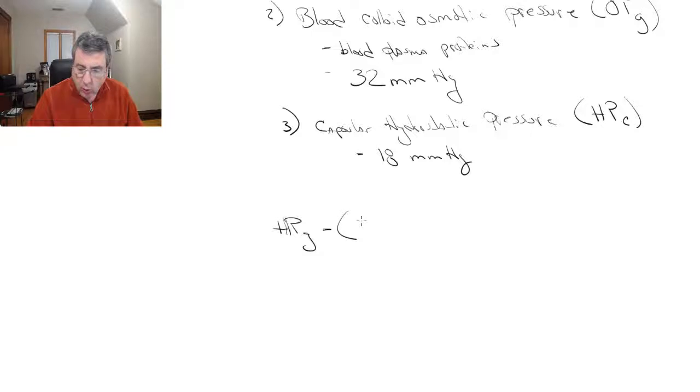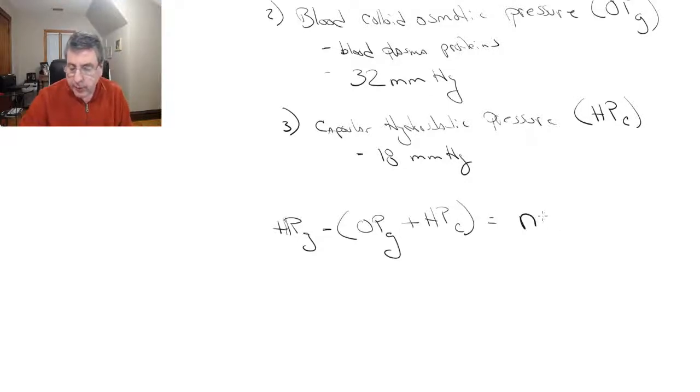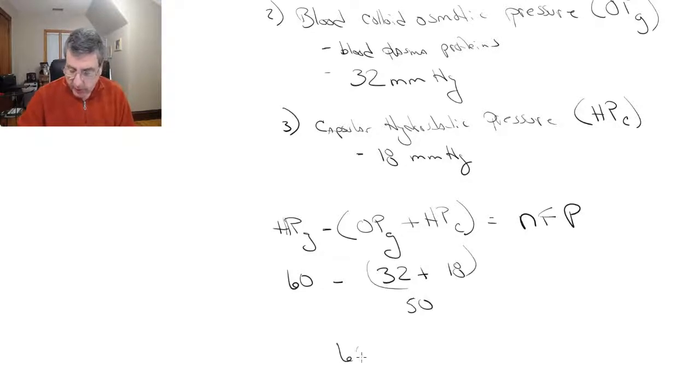Minus the osmotic pressure of the glomerulus, that's the plasma proteins, plus the hydrostatic pressure of the capsule. This equals net filtration pressure. NFP is net filtration pressure. So using the numbers we already had, this was 60 minus 32 plus 18, which is 50. So 60 minus 50 equals 10 millimeters of mercury out.